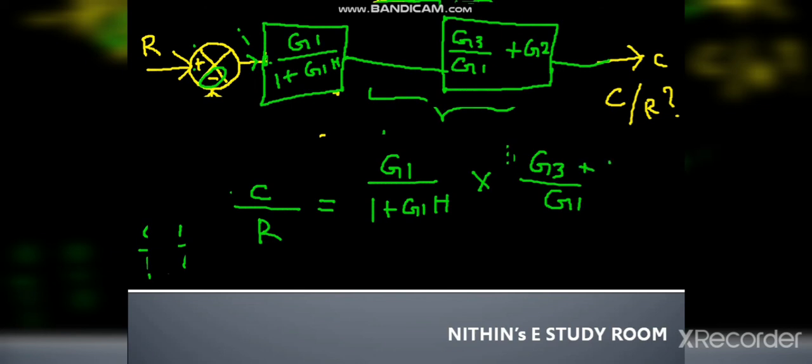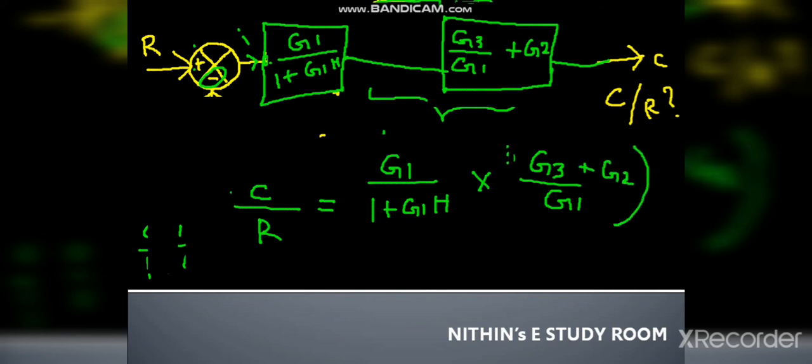plus G2. You are going to multiply these two blocks. If you are interested, you can solve further. Anyhow, you have to cancel some terms by opening these brackets. Finally, you will get C by R. If you are interested, you can perform one or two additional steps to make the answer somewhat shorter. Now, it's a big answer. Anyhow, this is the transfer function, output by input, C by R.